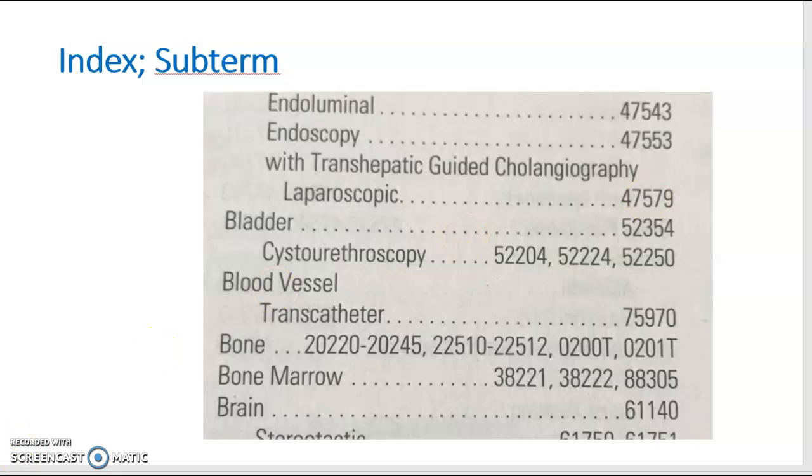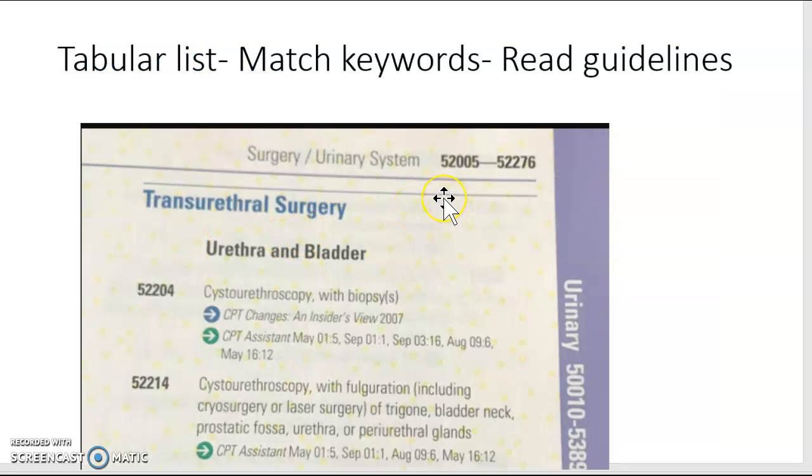So let's go to the tabular, and remember the tabular is the first half of the book. You will always keep your eyes on top of the page to see that it is the surgery section and it is the urinary system, and we are looking for this code range, right? So luckily we have this code right here, cystourethroscopy with biopsy. And you can look up the rest of the codes. None of them matches the exact keywords we're looking for, but this code is the only one that matches.